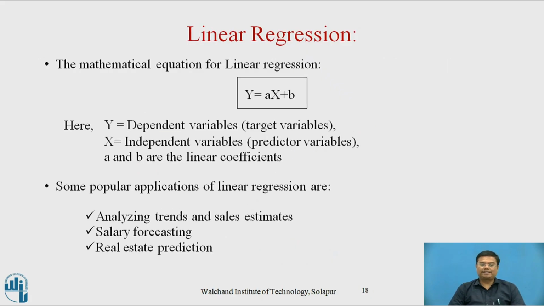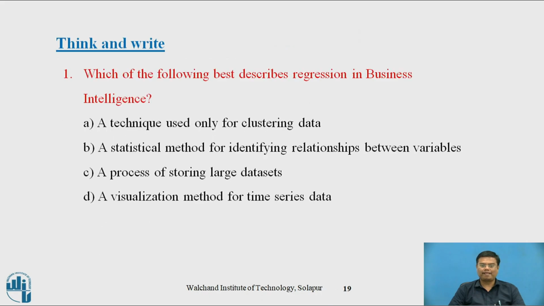In linear regression, the mathematical equation is y = ax + b, where y is the dependent variable, we can say it is the target variable, and x is the independent variable, or we can say it is the predictor variable, and a and b are the linear coefficients. So we are going to see examples of linear regression. First is analyzing trends and sales estimates, salary forecasting, or real estate prediction. These are some of the examples where we can use linear regression.